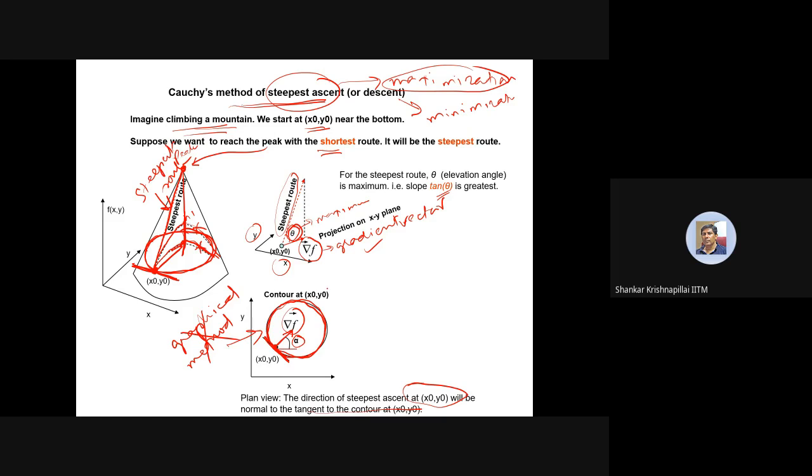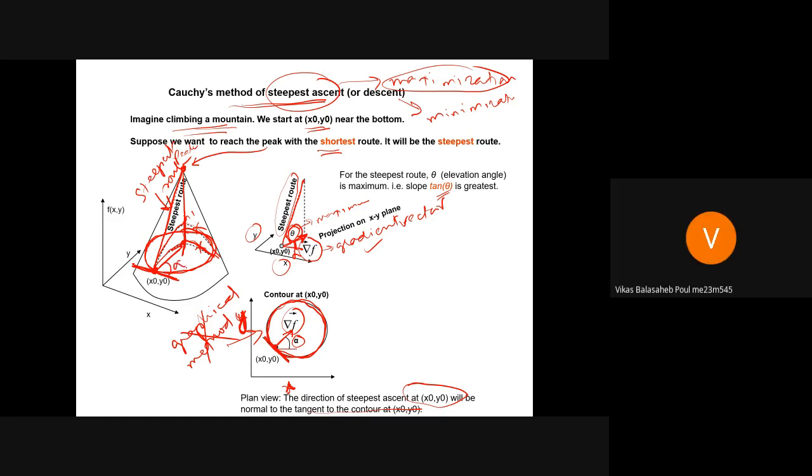Theta is the elevation. That is the steepest route at a certain angle theta above the gradient vector. Alpha is the angle made by the gradient vector with the x-axis. Okay, x-axis. So yeah, this is the xy plane.